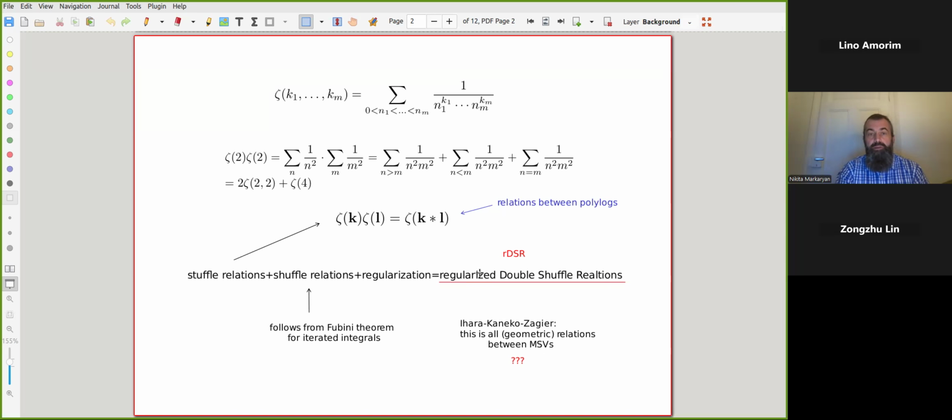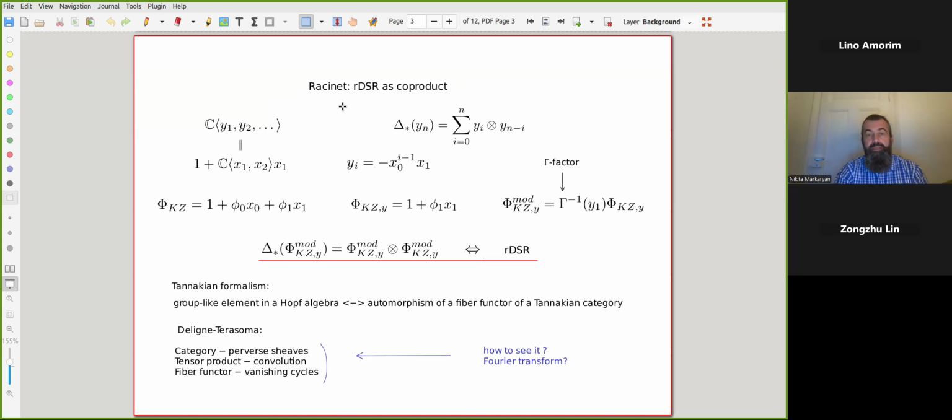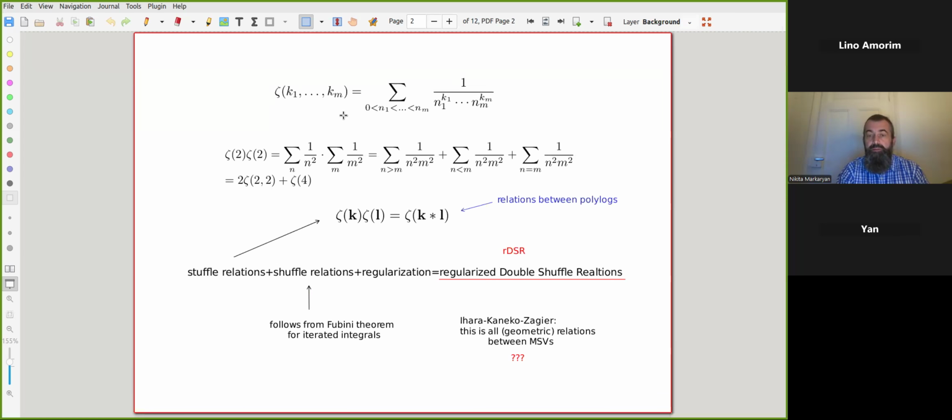Okay, so then. And by the way, what's the status of this conjecture? Because it's quite old. No, it's still there. I will discuss it at the end of this talk. Okay.